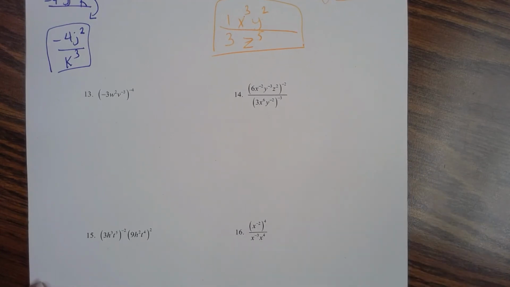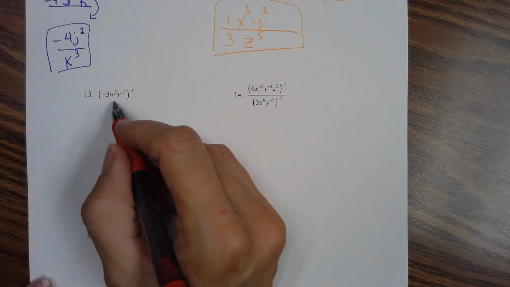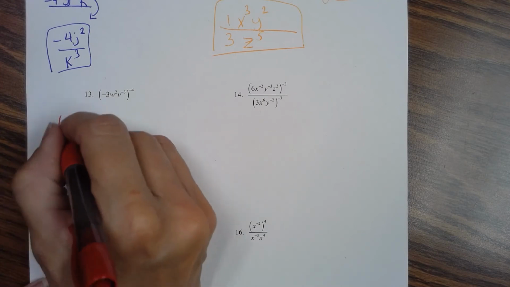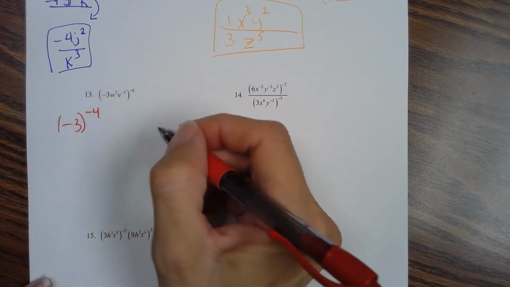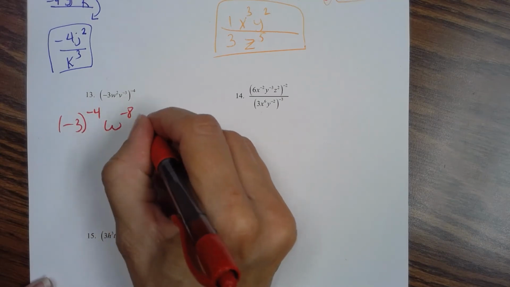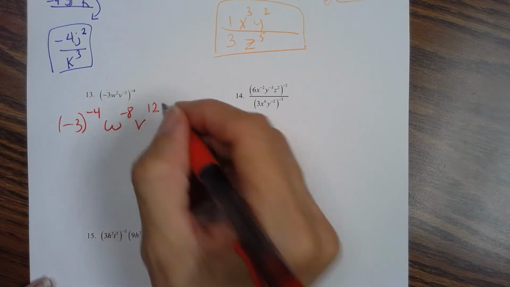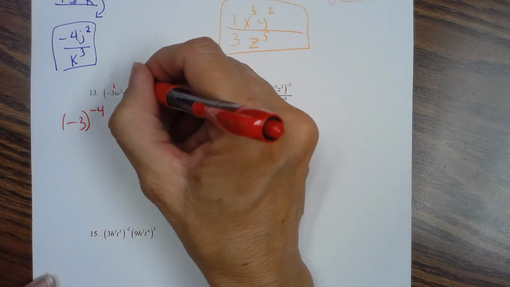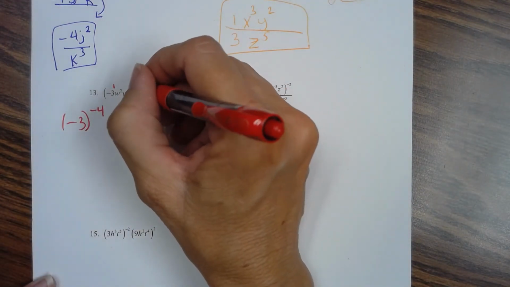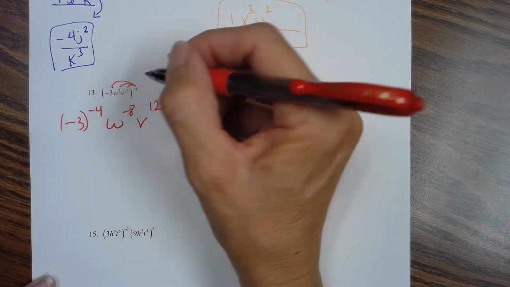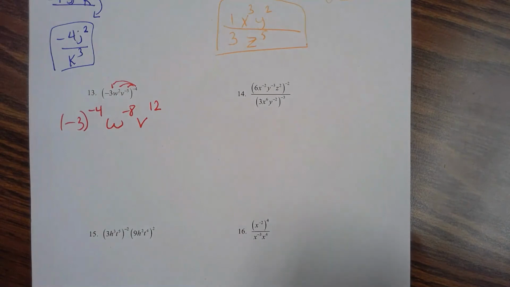So on number 13, we have negative 3w squared, v to the negative 3rd, all raised to the negative 4th power. So negative 3 is going to be raised to the negative 4th power. W is going to be raised to the negative 8th power. And v is going to be raised to the positive 12th power. Why? Because this is your power to power rule. Sorry, this is product rule. You're going to multiply negative 4 times 1, negative 4 times 2, and negative 4 times negative 3.